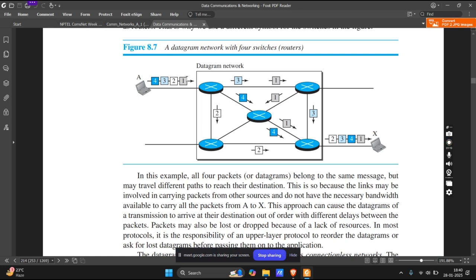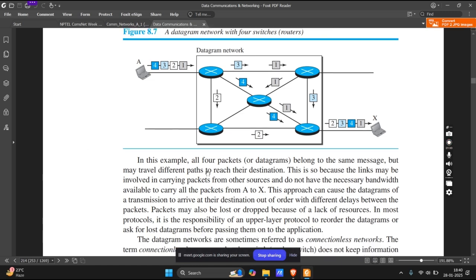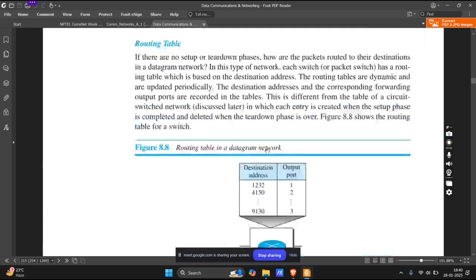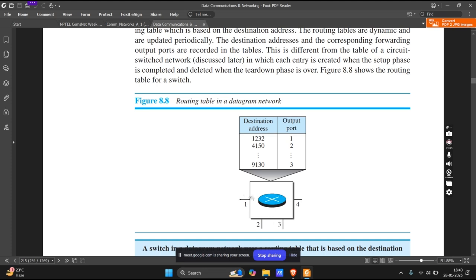Finally, it does not know which switches to take because there is no connection being made. But it knows where it has to finally reach. It has the destination address. So whenever it reaches a particular switch, the switch will check the destination address. And within that switch, there will be a routing table. Say this switch has particular output ports, 1, 2, 3, 4. So for each destination address, there will be a particular output port.